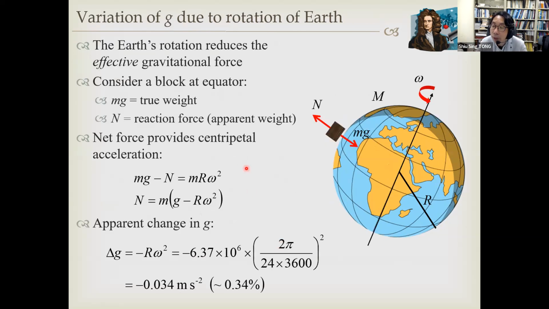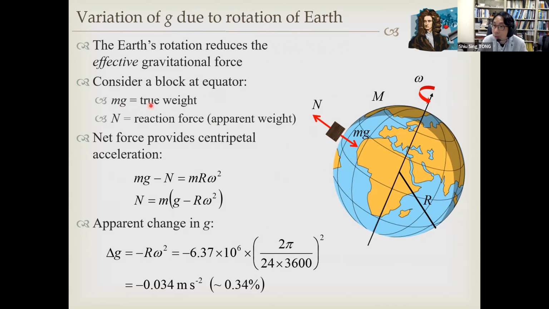Now let's consider some variation due to the rotation of the Earth. For simplicity, I only consider a mass placed on the equator because I don't want to handle the angle. I only want to show you the essential idea. So I now consider a mass placed on the equator of the Earth. It rotates together with the Earth with an angular velocity omega, which is of course due to the Earth's self-rotation. Now, due to the rotation, I have to distinguish between two weights.